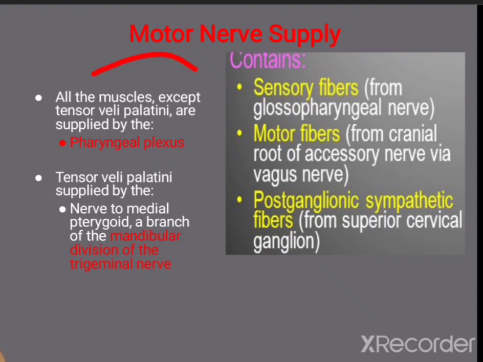It is a very important relation. All the muscles are supplied by the pharyngeal plexus, except the tensor veli palatini, which is supplied by the mandibular division of the trigeminal nerve. Trigeminal nerve is the fifth cranial nerve.